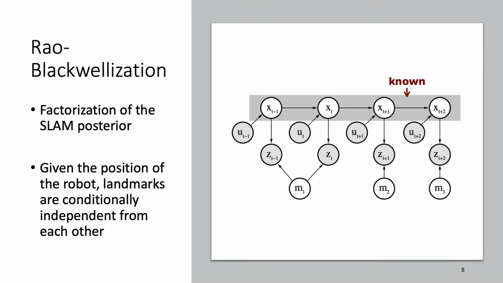And this only works because if you take a look at the Bayes net on the right, given the position of the robot, so x_{t-1}, x_t, and so forth, if those are given, then the landmarks, so m1, m2, m3, are conditionally independent from each other. And because the landmarks are conditionally independent from each other, we can do some pretty useful stuff.